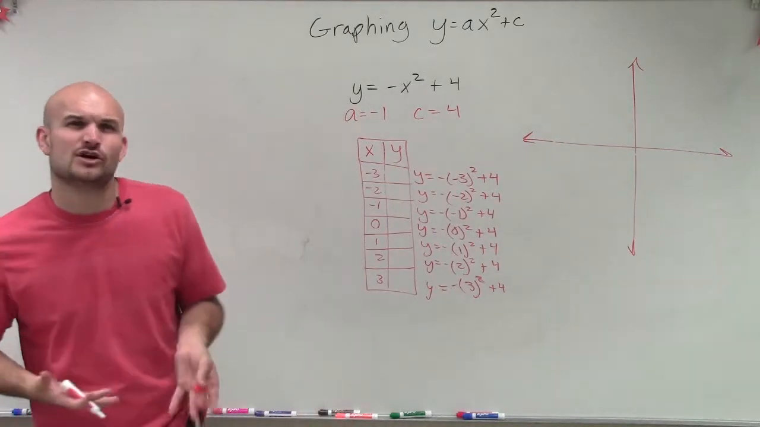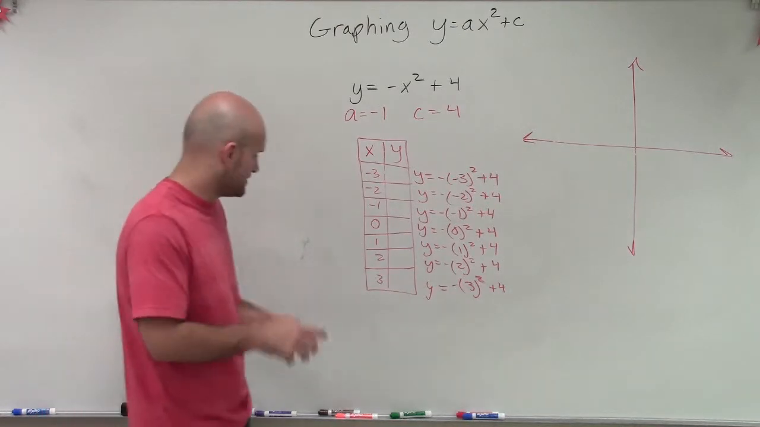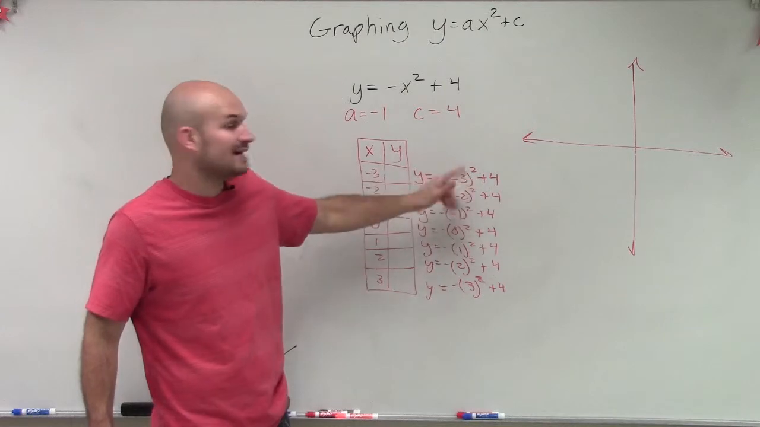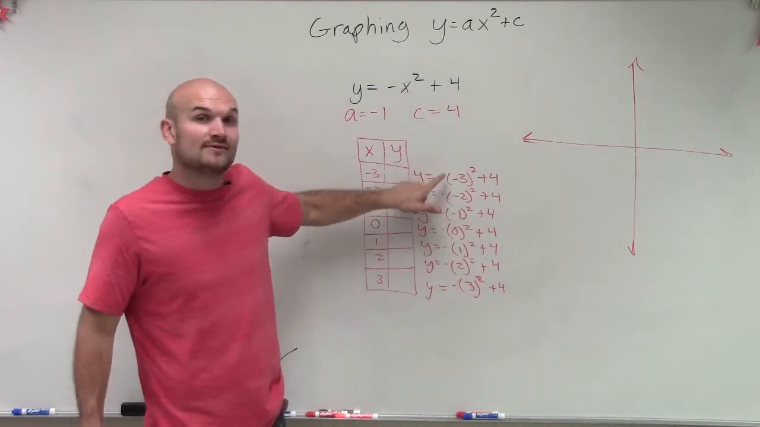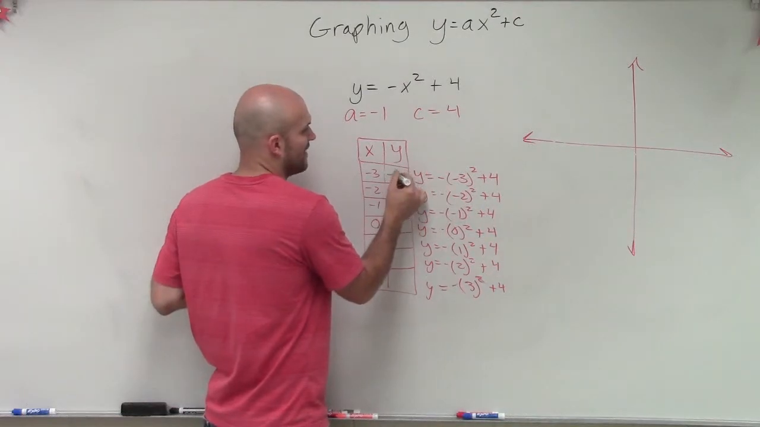We're just going to get an introduction of how a and c are affecting our graph. So let's go and evaluate these. -3 squared is +9. +9 times -1 is now -9. -9 plus 4 is -5.